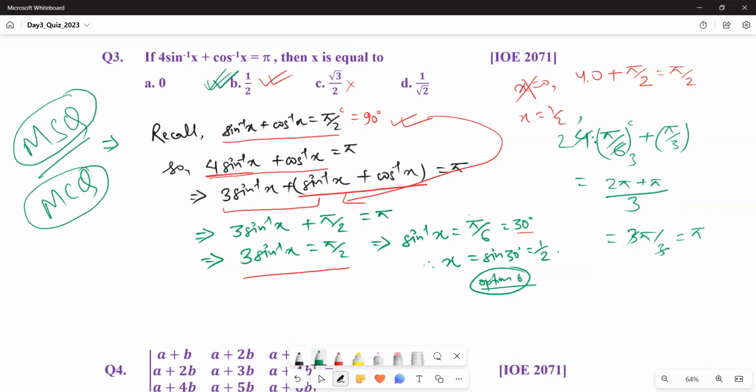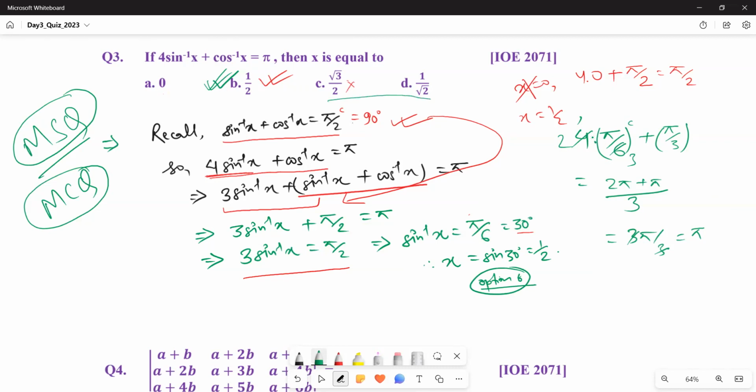Because if there are no options like all of the above, both of the above, or both A and B, both B and C, something like that, and if you are getting any one of the answers you tried and that is satisfying, that should be your answer, if the question is right, or all the options are given properly, right? So that way you can move, and you can also try with other options.